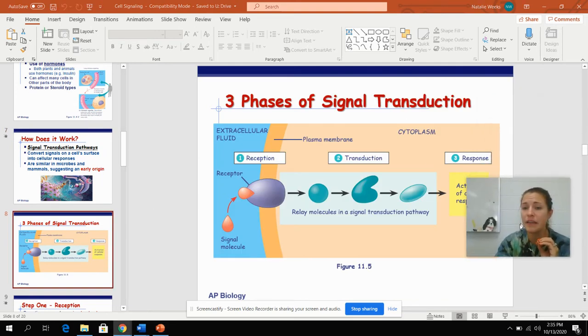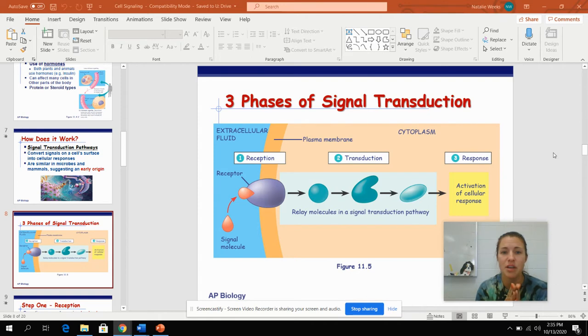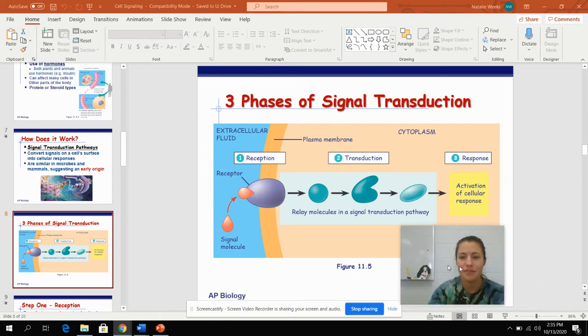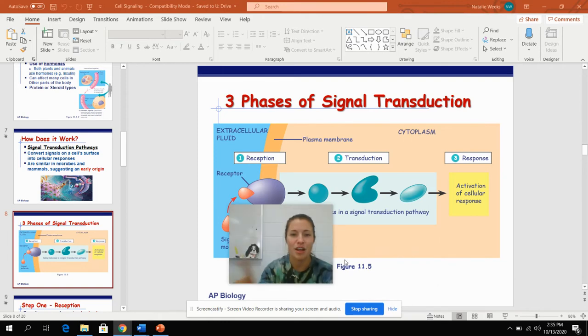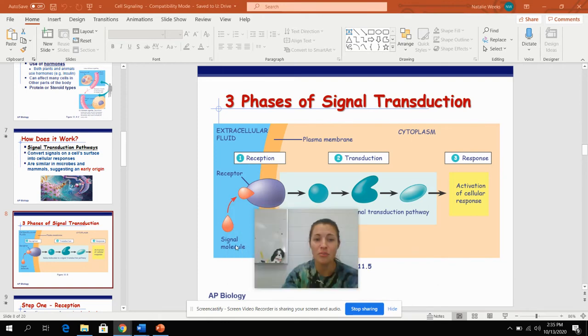This is probably the most important part for you guys to know, the 3 phases. We have, look how fancy I'm getting, reception. So this is when we have a signal molecule over here that's going to attach to a protein on the outside of that cell.